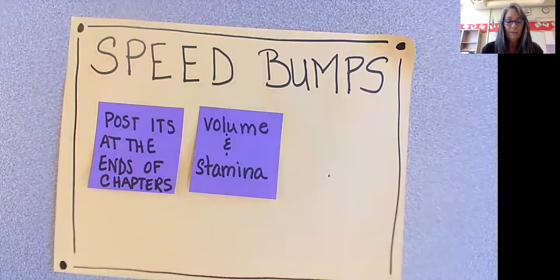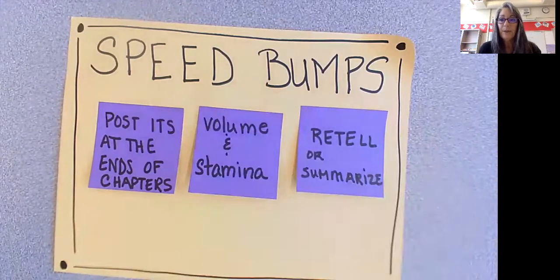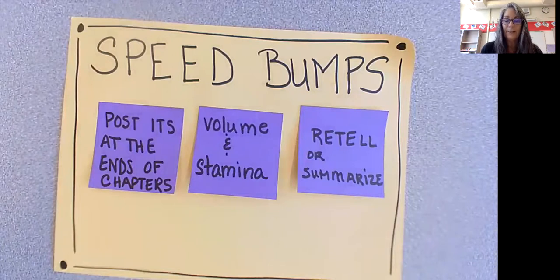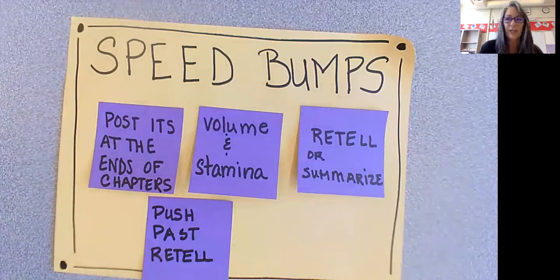If I'm in a conference with a student and we're putting a speed bump in there, I might ask them to do something specific. So they might stop and jot at a speed bump, Post-it's already there, to do a retell or to summarize in a very short amount of time and space. If kids have to stick to the Post-it, they can't write a lot, and that's great. But other times you might want kids to push past retell, and at their speed bump, you might want them to tell you what they're thinking.